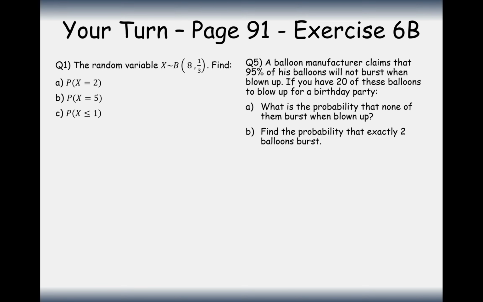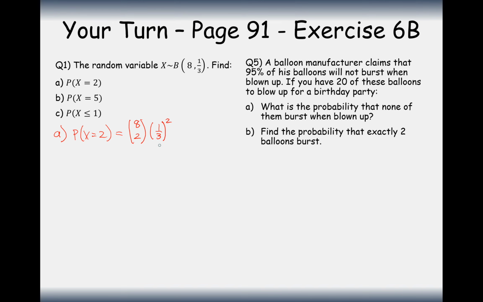Alright then, so what I'm going to show you here is how we can also use the calculator to help work out these answers here. So, in this question for part A, we want the probability of x equals 2 out of 8. So we're going to have 8 choose 2 to start with, and then a third to the power of 2.